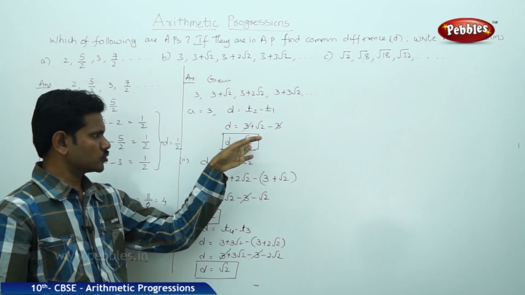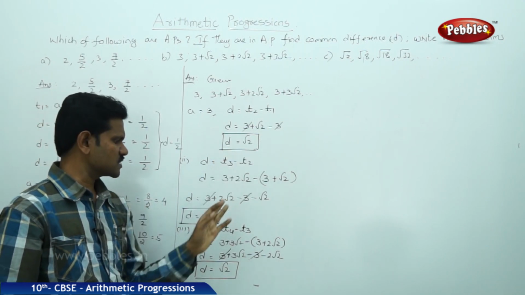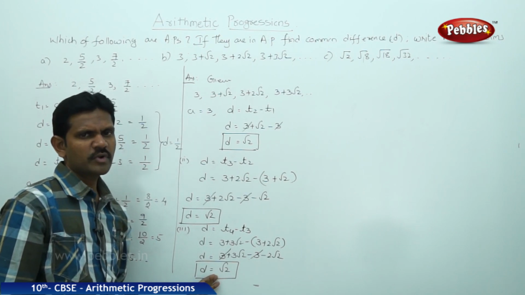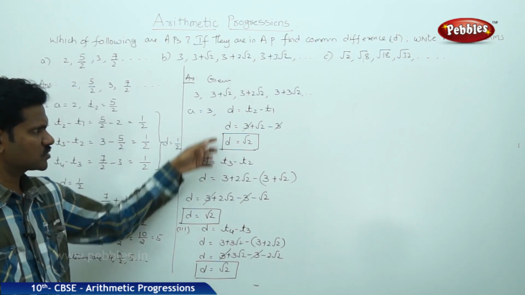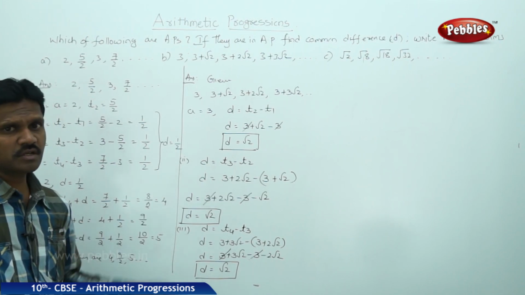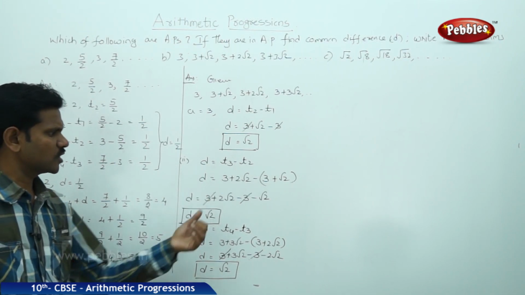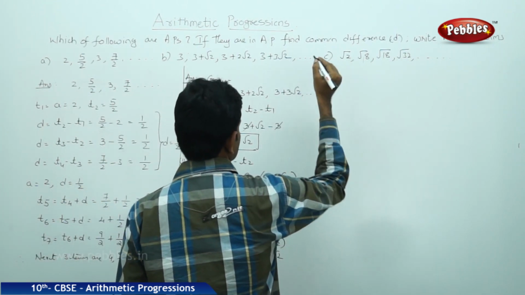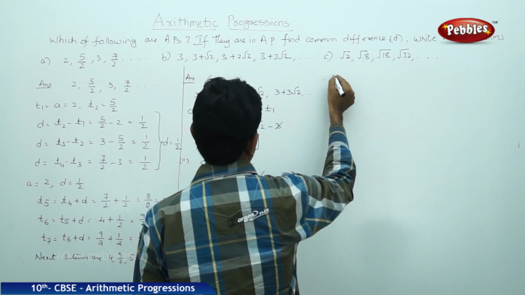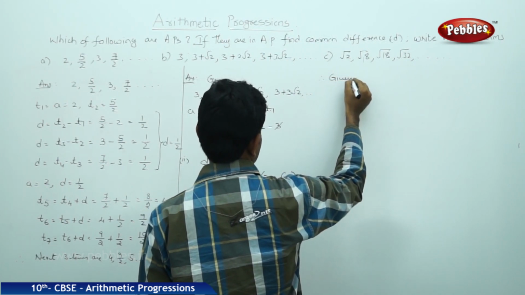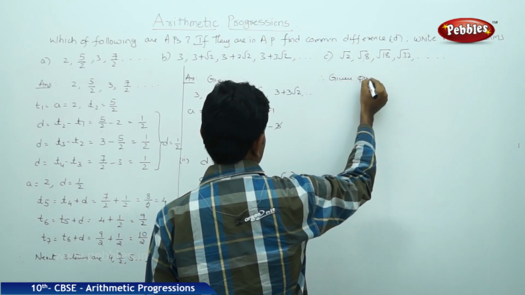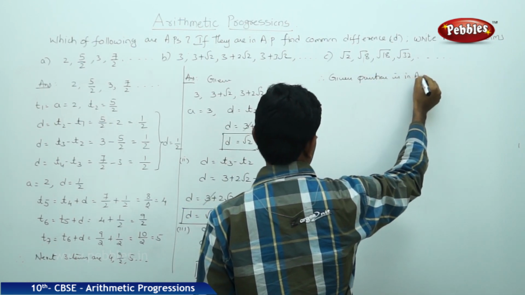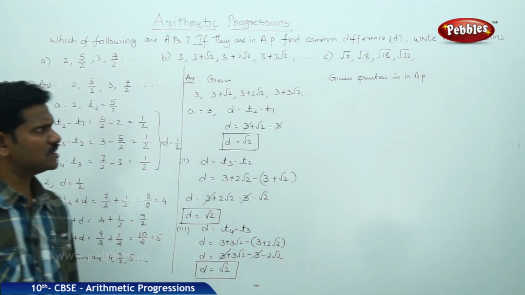Now in the first case the common difference is root 2, in the second case the common difference is also root 2, in the third case the common difference is also root 2. Therefore this question is maintaining the constant common difference throughout the sum. Therefore we can conclude that the given question is in AP.